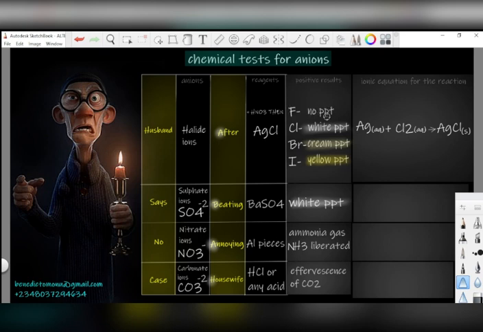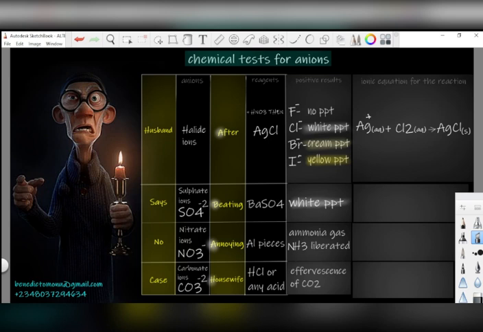precipitate. If the anion is a chloride ion, there will be a white precipitate. If the anion is a bromide ion, there will be a cream precipitate. If it's the iodide ion, it is going to be a yellow precipitate. Observe that all these ions have a negative charge. The color of the precipitate is getting darker as you go down. And how does this happen?